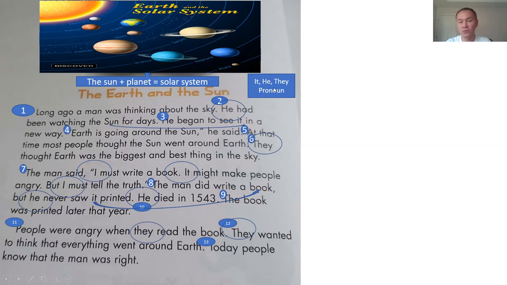Now, you see here, Earth is going around the sun, he said. This right here is a quote, okay? We use a quote to give credit, to cite the exact statement that someone already mentioned in the past. The man said, I must write a book. It might make people angry, but I must tell the truth. The man said, opening quotation mark, closing quotation mark. It's from I to truth. These are the quotes taken from the man.